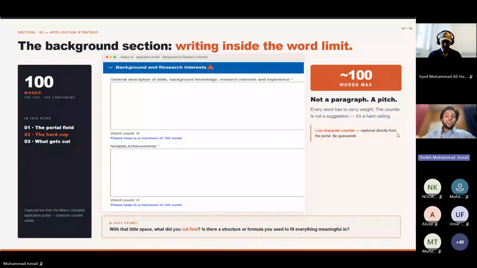Okay, so now this next one is something I think a lot of people underestimate until they actually open the portal for themselves. The background and research interest field on the application has a hard cap of around 100 words, am I right? And this is not a paragraph, that is barely a page. And the character counter on the portal is not a suggestion, it is actually a ceiling you cannot cross. So with that little space to work with, what did you end up cutting first, and did you follow any particular structure or formula to fit everything meaningful into it, like writing in points form or like that?